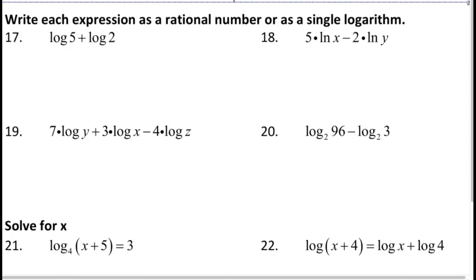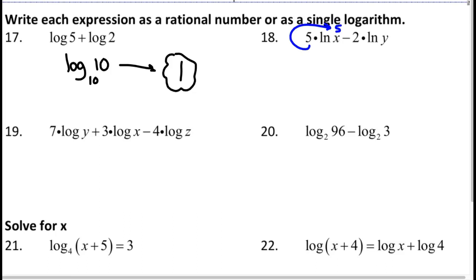All right, now we're going to do the other way. We're going to use the properties, write it as a single log, and if you can get it down to a number, great. So this is going to be the log of 5 plus the log of 2, which is the log of 5 times 2, which is the log of 10. What's the base if the base ain't there? 10. So log of 10 base 10, that's just equal to 1. 10 to what power is 10? 1.